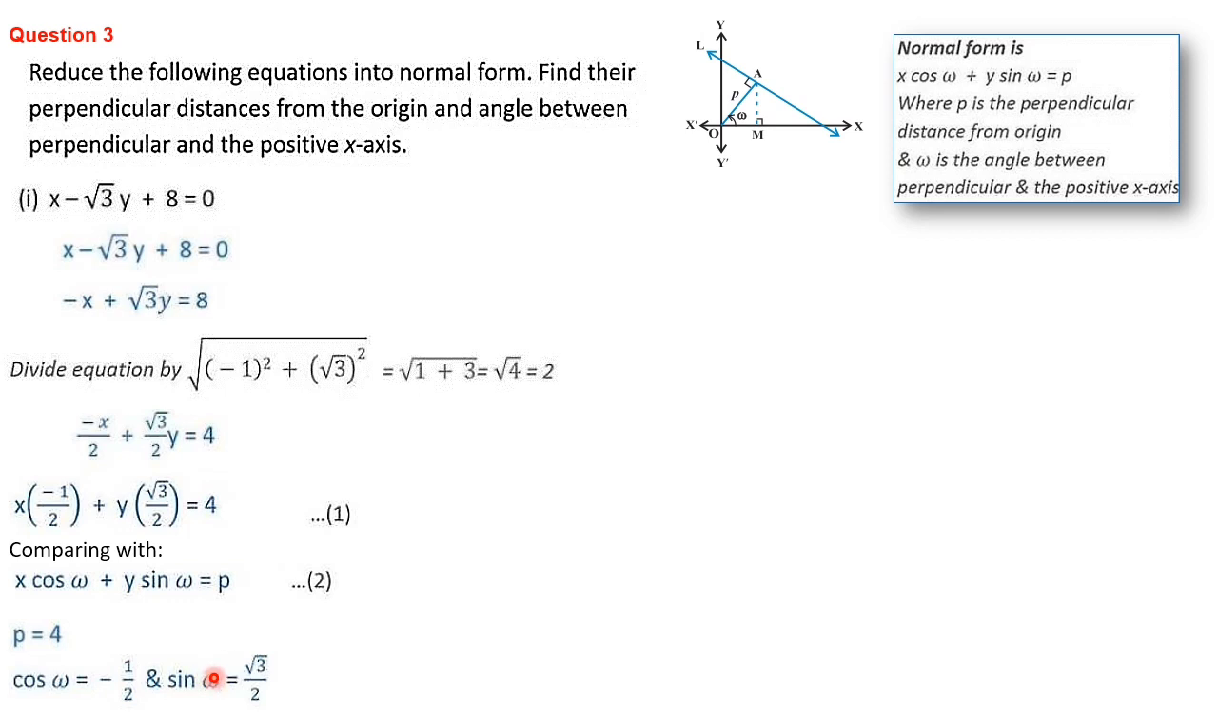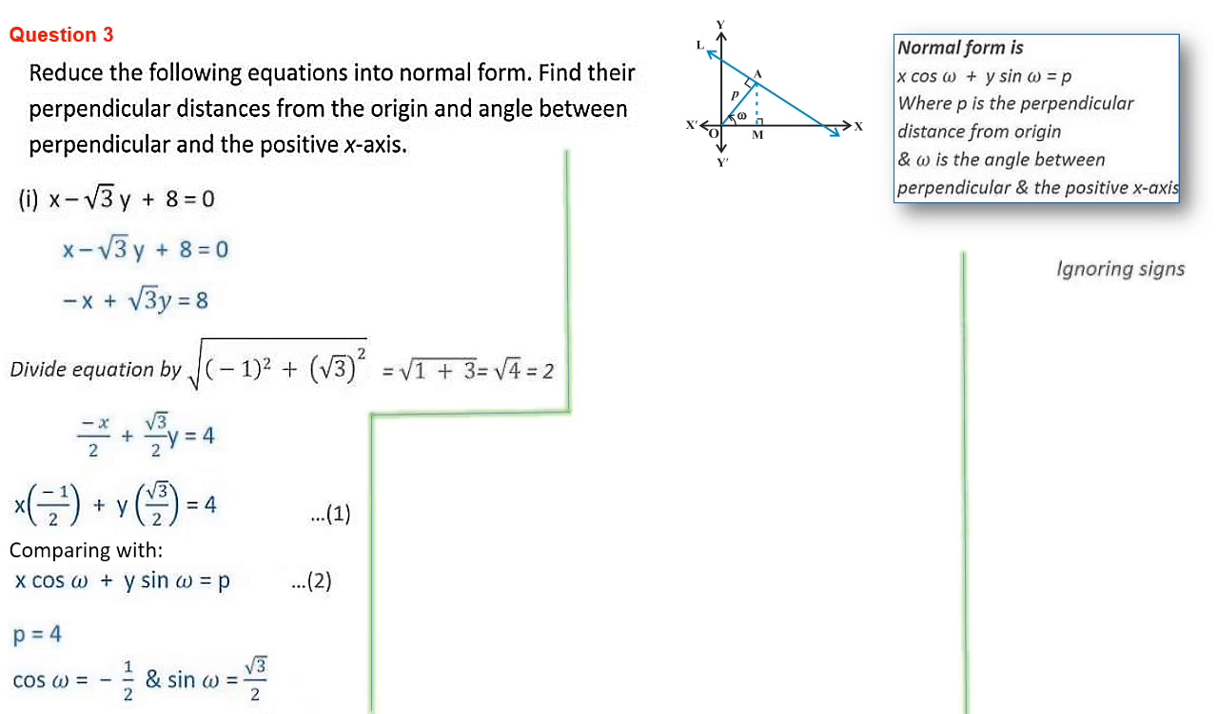So here you can see sin omega is root 3 by 2. So the first part is over. Okay, find their perpendicular distance. Perpendicular distance we have got 4. Now we need omega there. Omega we want to calculate. Now you can see there cos omega we have got negative 1 by 2. Sin omega is root 3 by 2.